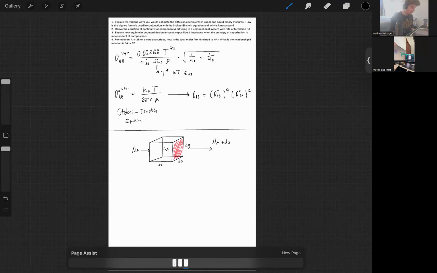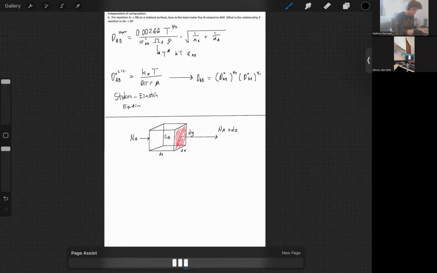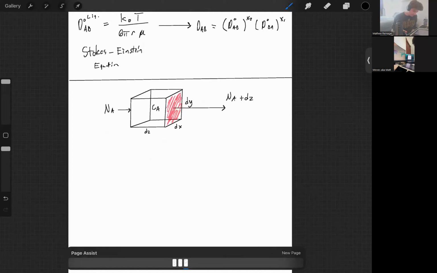So in this case, we're going to derive an equation of continuity for a unidirectional system, considering rate of formation. That sounds like a lot of jargon, but I'll talk through slowly, explaining what this problem actually is. We have a unidirectional system, and I'm going to take molar flux coming in from the direction of dz in this case. And I'm going to show how we can derive an expression explaining how molar flux, concentration, and the rate of formation all interact with each other in a system like this.